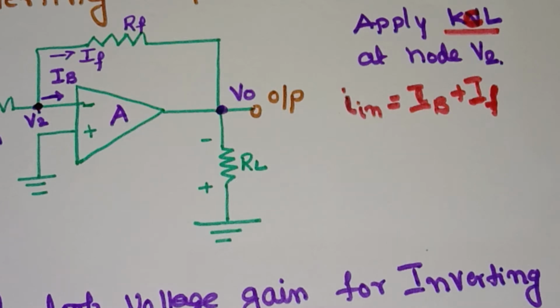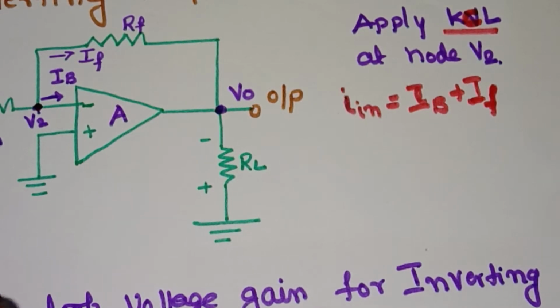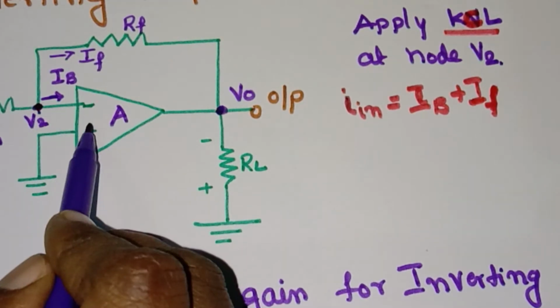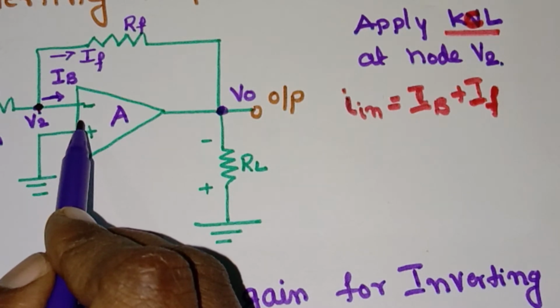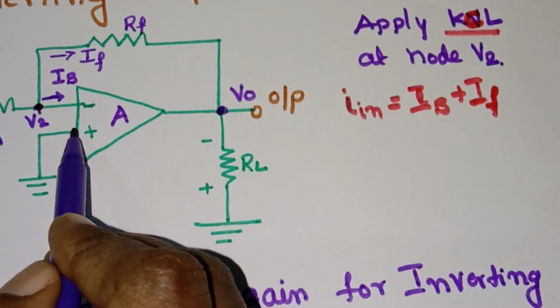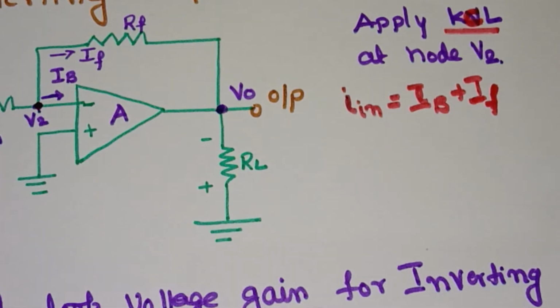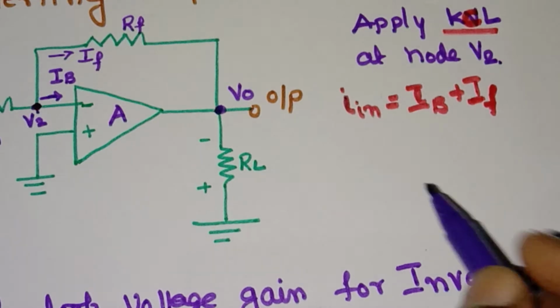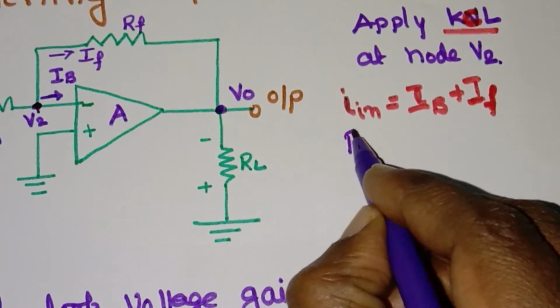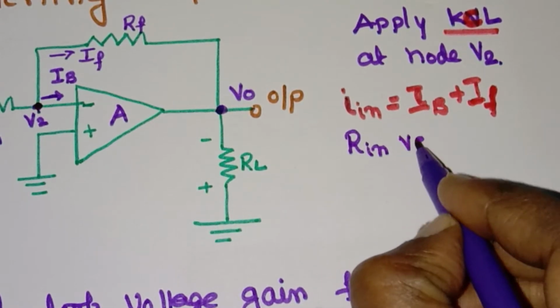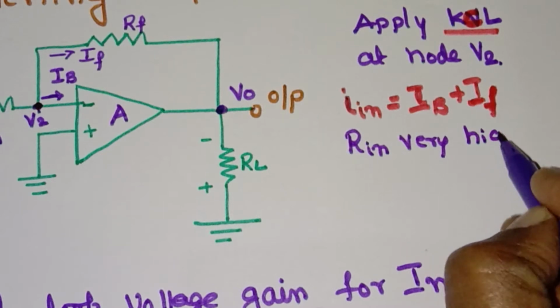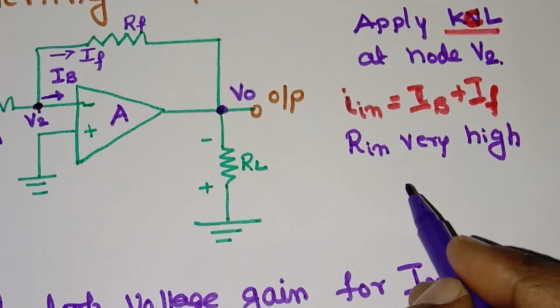So now here what happens? This is your V input voltage. And in the definition, we learned that input resistance is very, very high. If the input resistance is very, very high, what happens? Our base current is very, very low. Why? Because Rin is very, very high. Already you learnt this when we learned the definition.